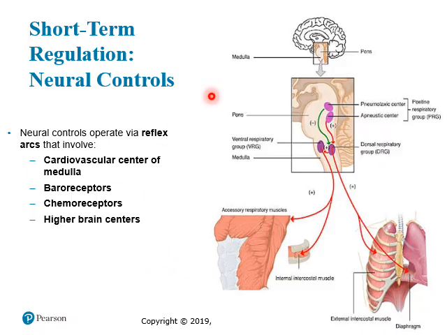So let's go back to our short-term regulation, the neural controls. The neural controls operate via a reflex arc, and it involves the cardiovascular center of the medulla right there in the medulla oblongata, the baroreceptors and the chemoreceptors along the aortic arch, and the higher brain centers.